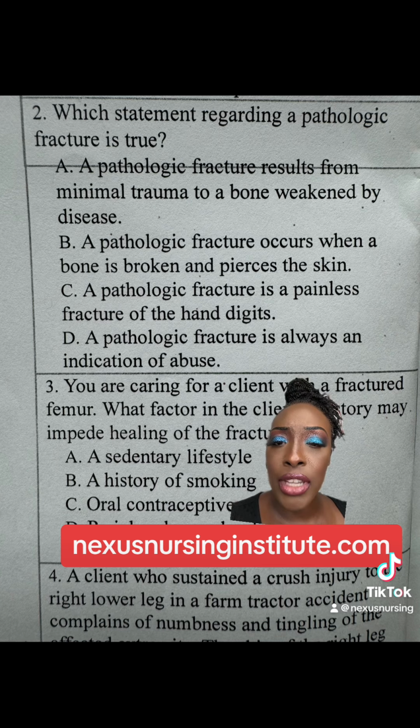Choice C, a pathologic fracture is a painless fracture of the hands and digits. I don't even know what that is. I don't know. Somebody in the comments tell me.